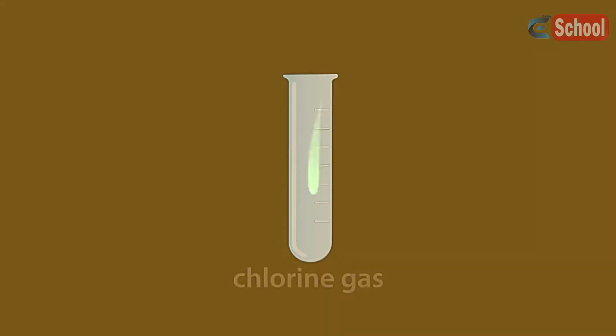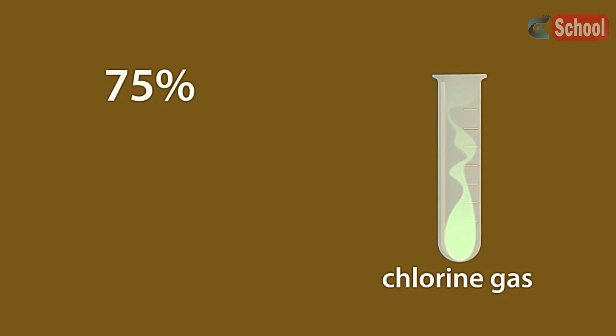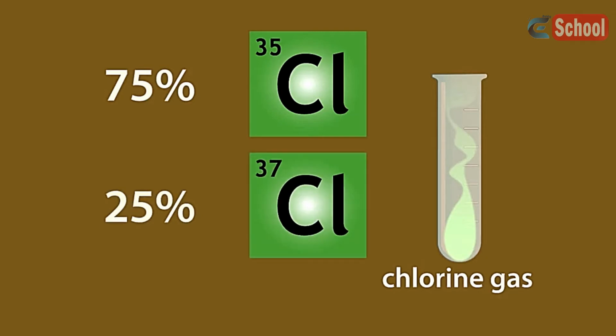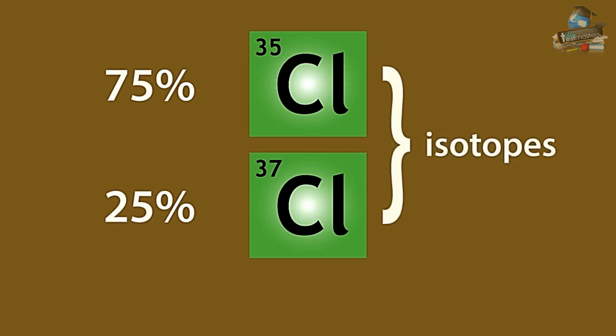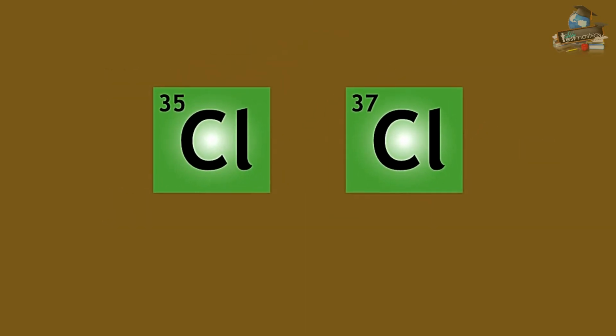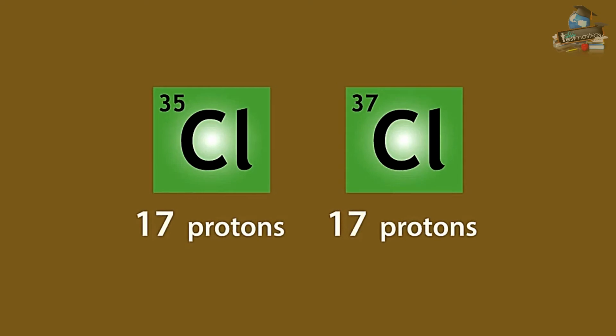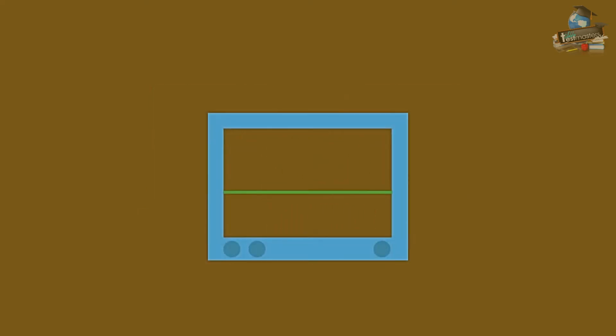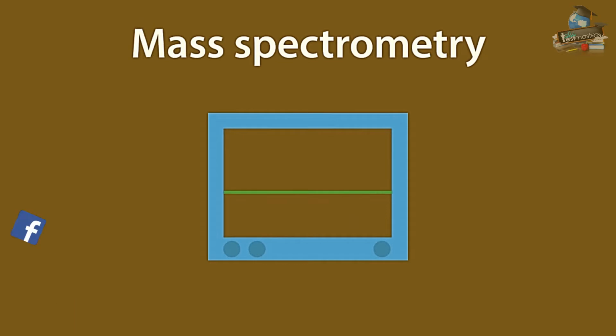For a sample of chlorine gas, we can estimate that 75% of the atoms would be chlorine-35 and the remaining 25% would be chlorine-37. These different forms of an element are known as isotopes. All isotopes of an element have the same number of protons, but a slightly different number of neutrons. This concept of isotopes was actually discovered using an analytical technique known as mass spectrometry.